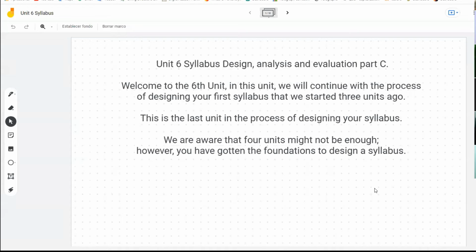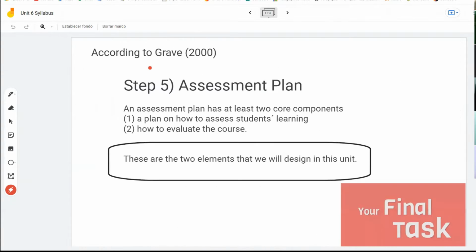Welcome to Unit 6. In this unit, we continue with the process of designing your first syllabus. You need to get the foundation, what syllabus design is, and what steps are the most important to consider when designing a syllabus. The framework designed by Graves, 2000, and the last element was the assessment plan.